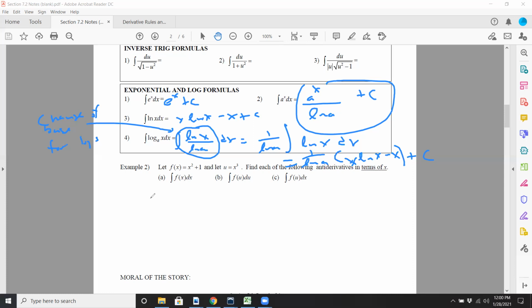So let's work these out. Here you have to find the antiderivative F of x. F of x is this right here. So that's going to be x cubed over 3 plus x plus c. That's part A. So that should be pretty easy.